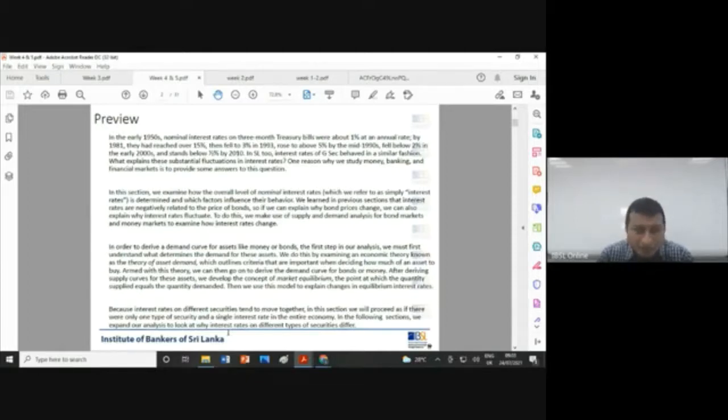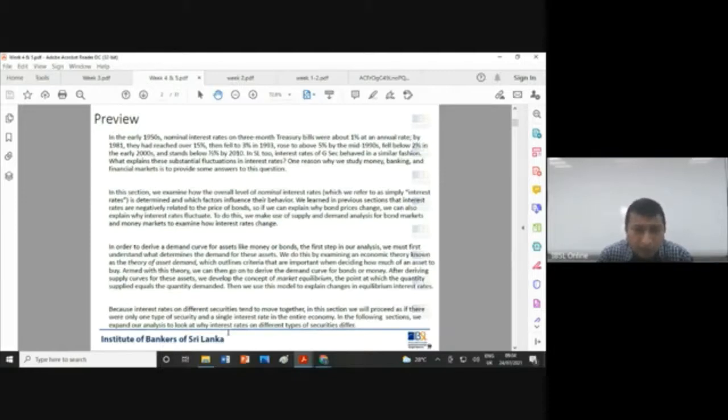So nominal interest rates of 3-month treasury bills in the US were around 1% in the early 1950s, but this increased to 15% by the early 1980s, even in the US case, then fell back to about 3% in the early 90s, and then again increased, then again fell, and currently it's only about 20 basis points. 20 basis points is 1/5 of a percentage point.